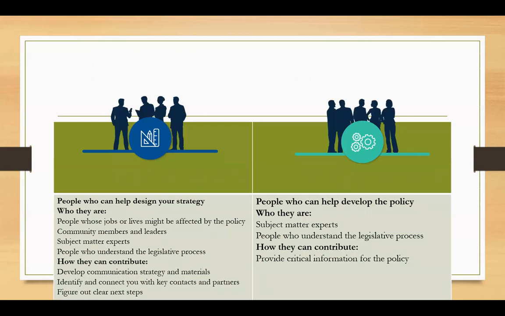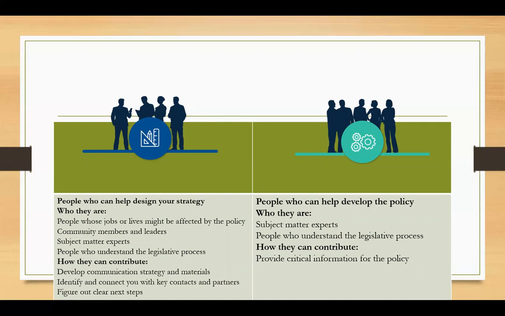There's two types of people right here. People who can help design your strategy: people whose jobs or lives might be affected by the policy, your community members and leaders, your subject matter experts, people who understand the legislative process. Again, the people who can write a policy. Okay. Now, they're the ones who are going to be out there pushing. They're going to develop your communication strategies and materials. They're going to identify and connect you with key contacts and partners, and they're going to figure out clear next steps. They're the strategic part of it. They're going to make sure that your policy is ready to be sold.